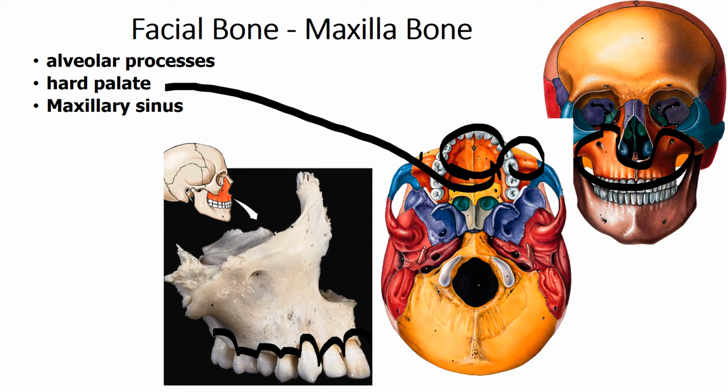Most of the hard palate is going to be formed by the maxilla, but remember the palatine bones in the yellow will also make up the hard palate as well. And then lastly, the maxilla have the maxillary sinuses, which we find here. And these are important because these help to lighten the skull, and so it's not so heavy, as well as humidifying and warming inhaled air for us.